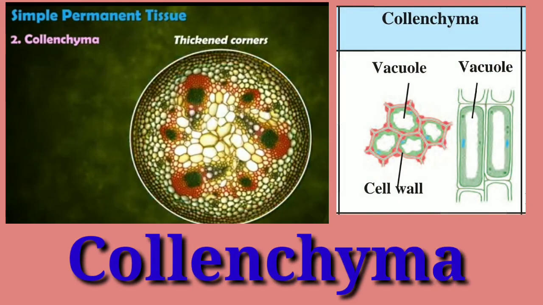The next type is collenchyma. These cells are elongated living cells with thickened cell wall at the corners due to cellulose and pectin. They are present at the base of leaf petiole, branches and stem, and they give support and flexibility to various parts.